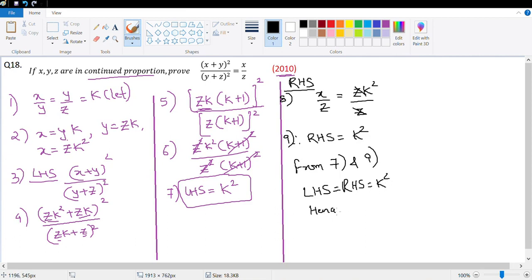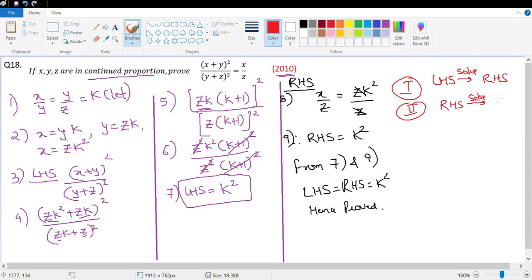Hence, proof. That's exactly what they wanted us to show. Now here, let me remind you, there are 3 methods which you can use to prove left hand side equal to right hand side. First, start working with left hand side and prove it equal to right hand side by solving it. Next, start working with right hand side, solve it and prove it equal to left hand side.